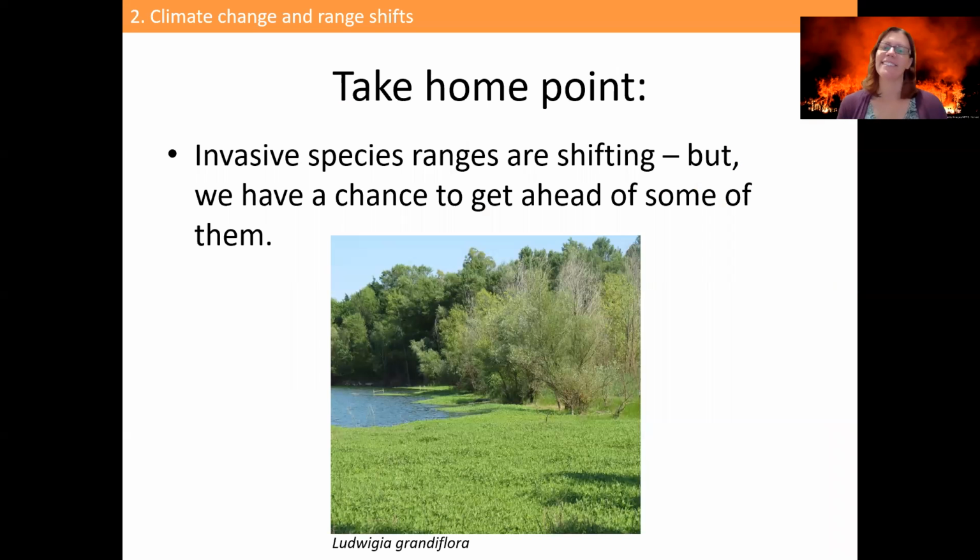So the take home point on this is that invasive species ranges are shifting, and we actually have a chance in terms of developing those watch lists and prioritizing them and knowing what to look out for. We have a chance potentially to get ahead of some of those, to have some relatively rare wins in invasion ecology, where we might be able to target a species that we know is likely to get here, that we know is high impact if it does get here, and focus on eradicating any populations as they're arriving. But we can only do that if we know what to look for.